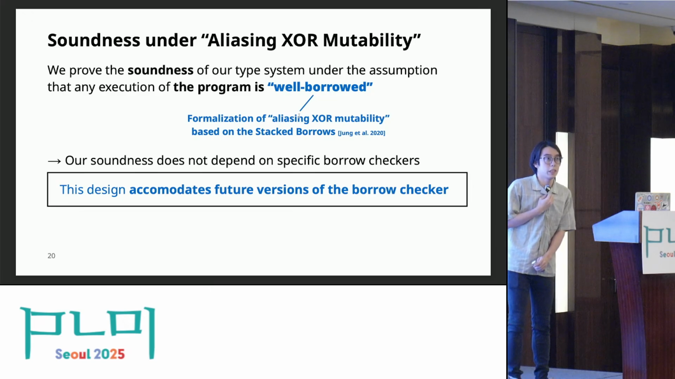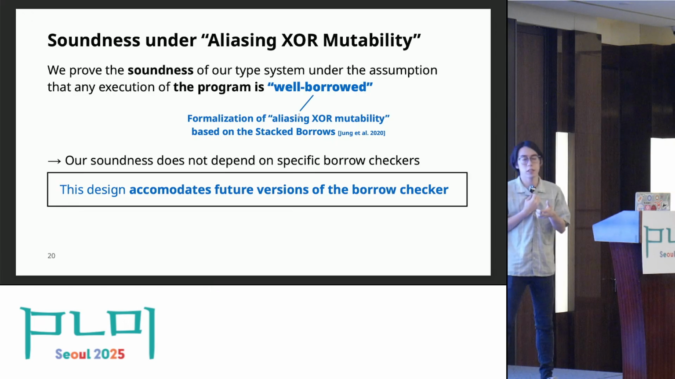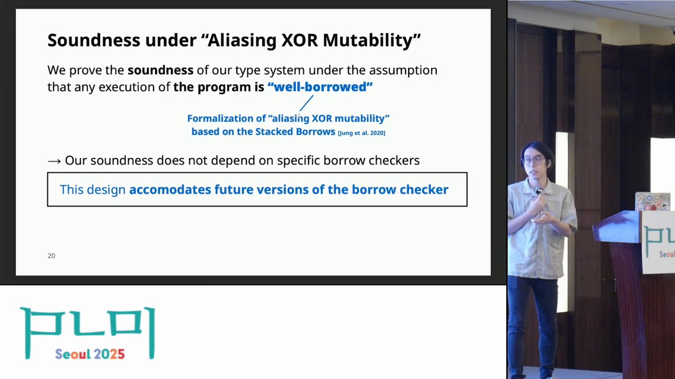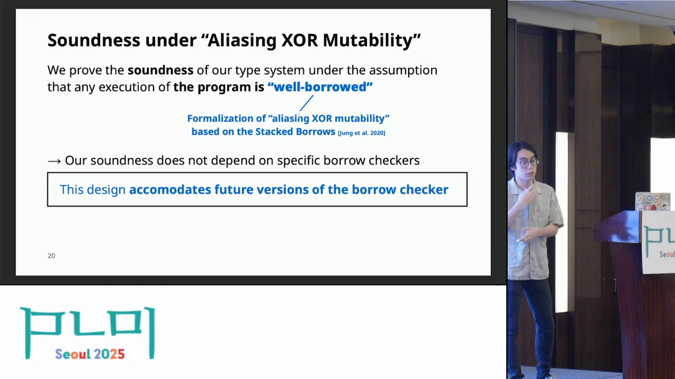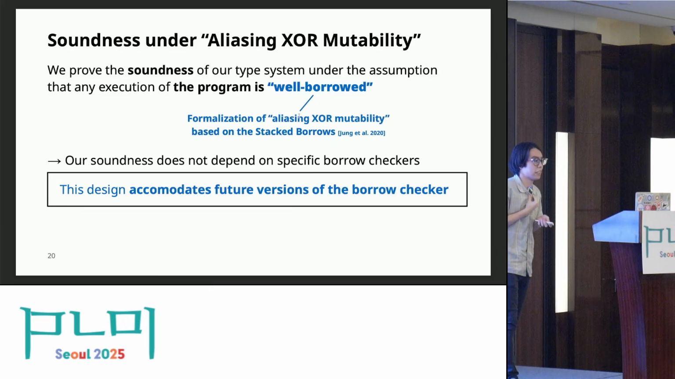So you mean that Stacked Borrows is not enough to handle nested references in the type system boundaries. So yes. Sorry. Let's discuss that later.